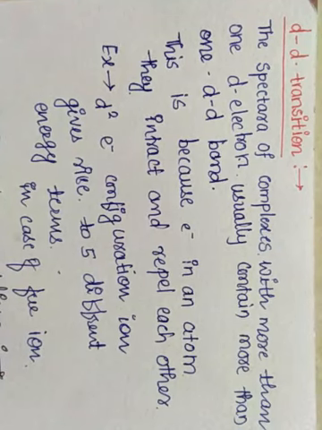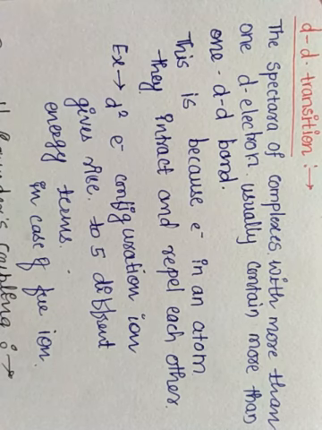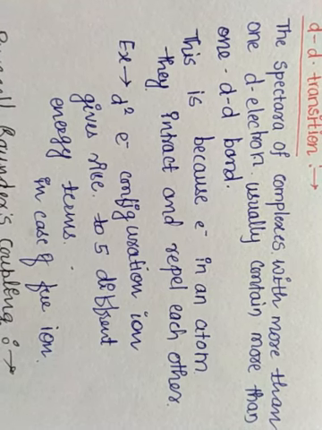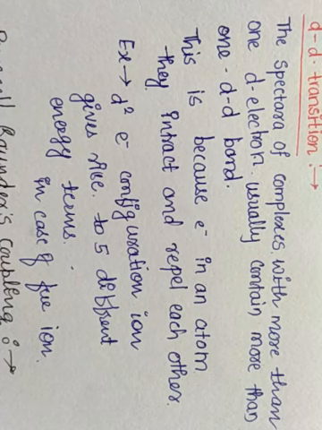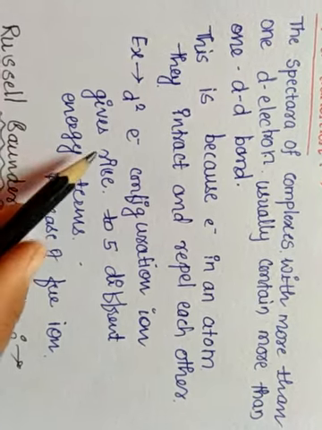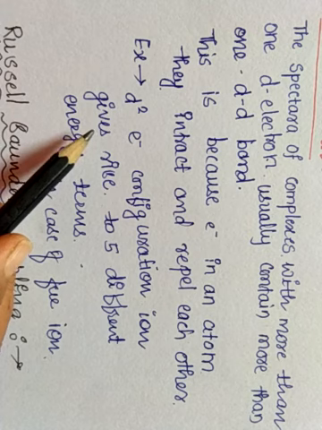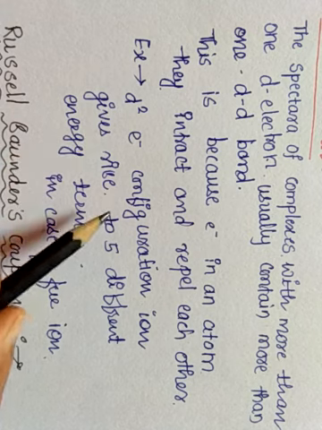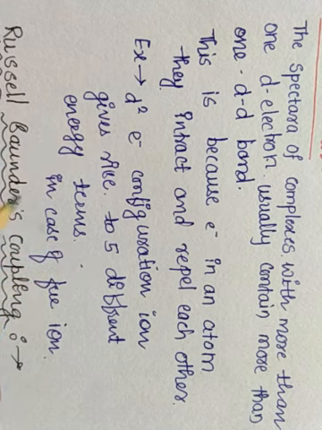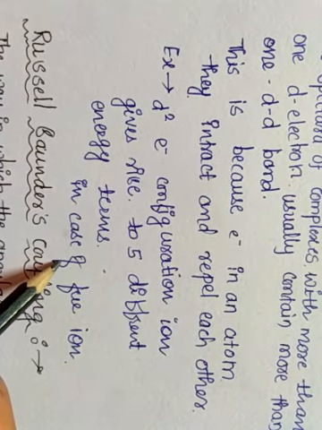Next we saw about dd transition. Spectral complexes with more than one d electron usually contain more than one dd band, and this is because electrons in an atom interact and repel each other. Example, d2. d2 is nothing but what? The ground term written for d1 configuration, isn't it? It gives 5 different energies in case of any elements or any ions or any electrons.